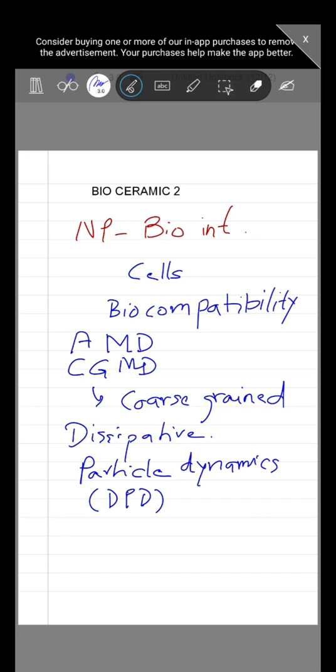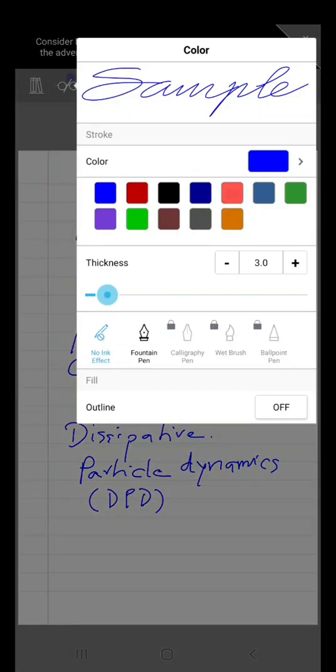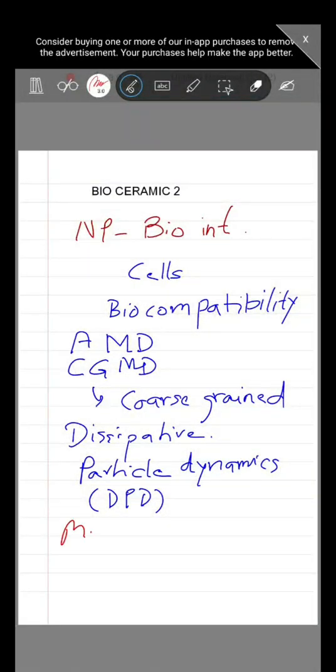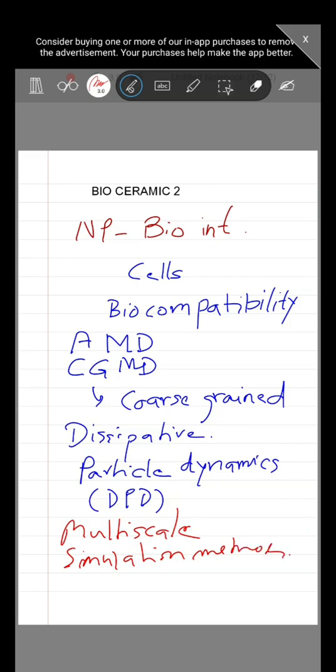Now, what is important is that one modeling tool may not be specific to a particular use, and to have a diverse or comprehensive modeling technique, we need something called multi-scale simulation methods. By multi-scale simulation methods, we mean that if there are two programs running, the output of one becomes the input of the other program. So the programs are linked. This is what is called multi-scale programming.